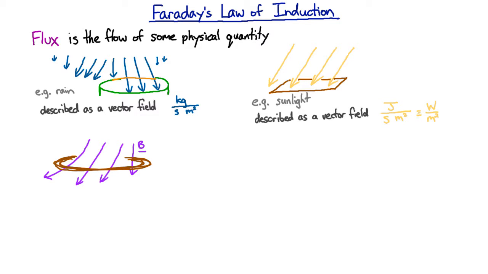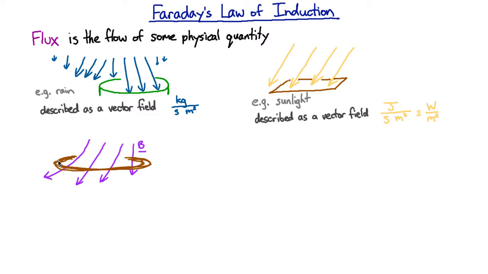So the total flux going through each of these three areas is going to depend on a few things. It's going to depend on the strength of the vector field. So if you have more watts per square meter, you're going to get more energy coming through. If you have more kilograms per second per square meter, you can have more water coming through. And if you have more magnetic field, you can have more magnetic flux coming through. Secondly, it's going to depend on the size of the area. The bigger the area, the more flux you're going to have coming through.